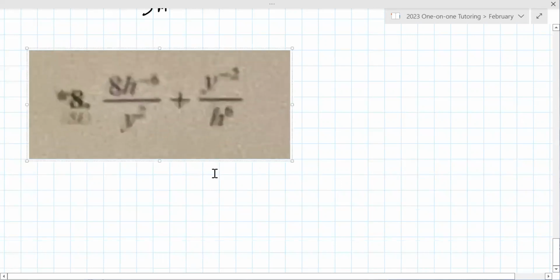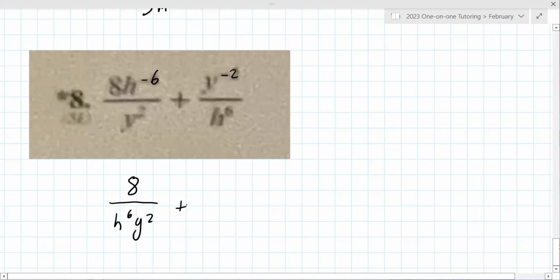All right. So this one here, let me just make sure. This is a -6, and this is a -2. Very good. Okay, so just like in the previous problem, you've got to move some things around. It becomes 8 over h to the 6th y squared, plus, now there's always a 1 in the numerator. You don't get to say it goes away. 1 over h to the 6th y squared.